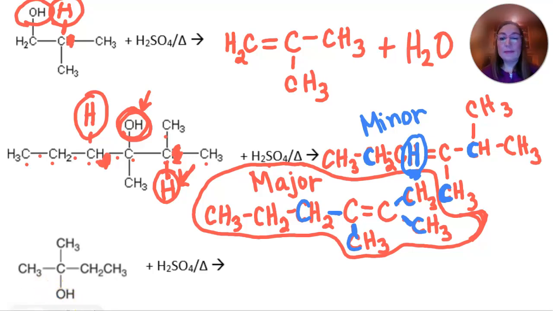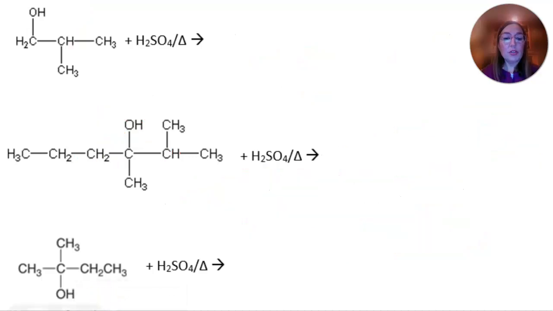I'm just going to erase here so that I have more room to do the last problem. So in our last problem, we've got CH3 bonded to a C that has an OH coming down and a CH3 going up, and then the carbon chain continues, CH2, CH2.